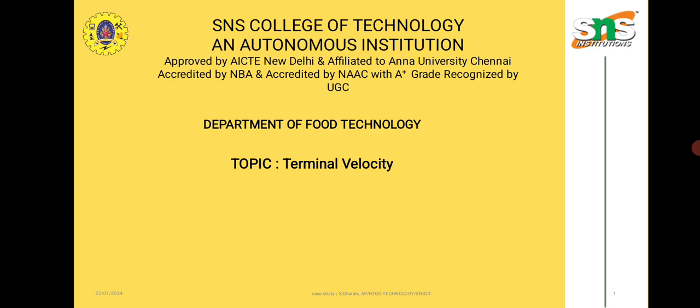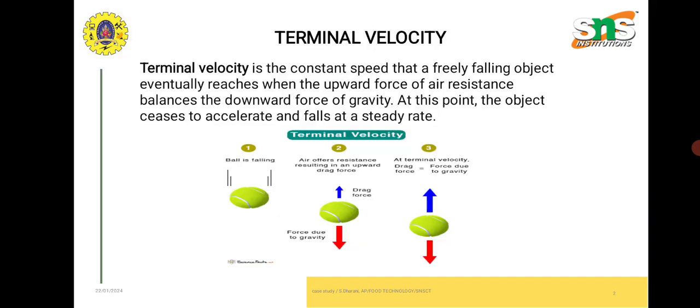I am going to discuss terminal velocity. Terminal velocity is the constant speed that a freely falling object eventually reaches when the upward force of air resistance balances the downward force of gravity. At this point, the object ceases to accelerate and falls at a steady rate.